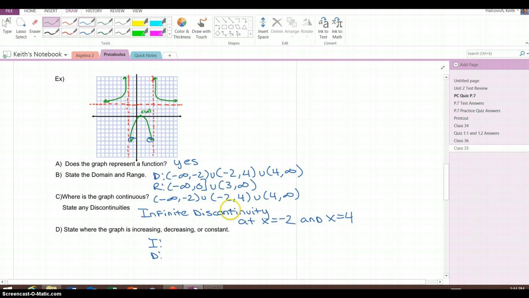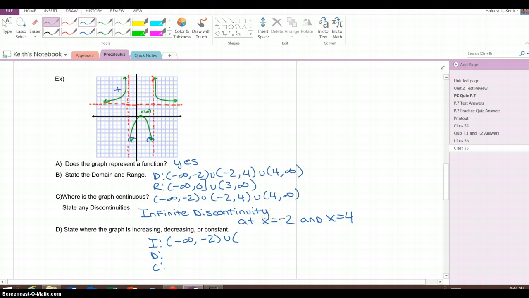Now, where is the graph increasing and decreasing? So what I'd do is put an I, a D, and a C. Starting from here, it's going up, so there it's increasing. And remember, it's x. So from negative infinity to this x at negative 2, it's increasing.